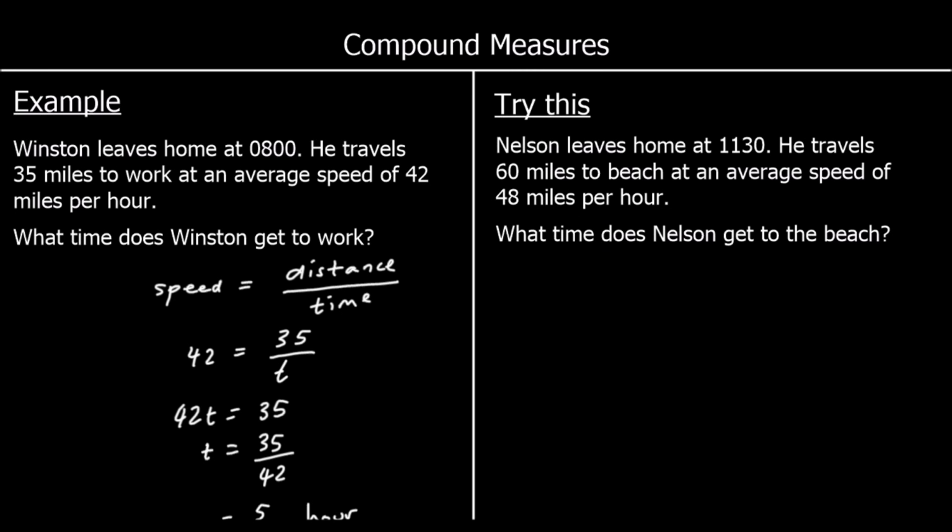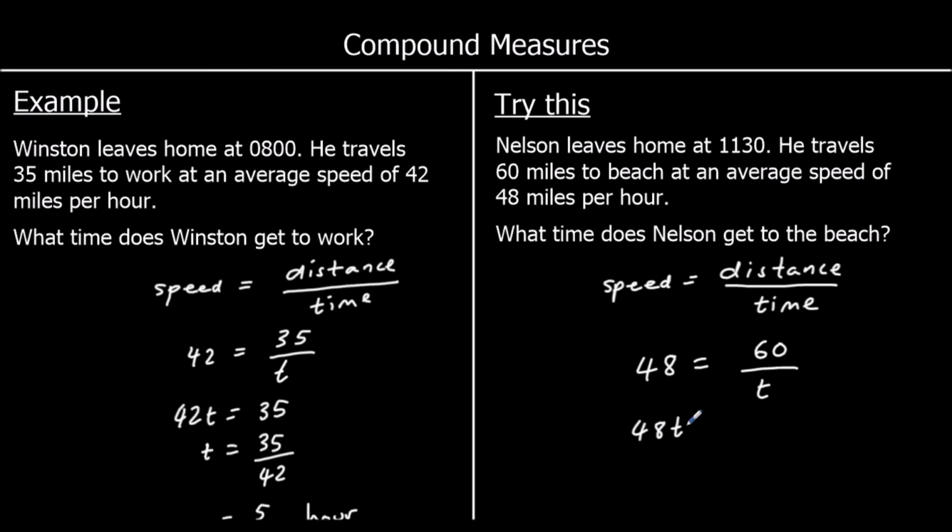And one for you to try. So give this one a go. So again, we've got speed equals distance over time. We've got a distance of 60 and a speed of 48. So again, we're working out the time. Speed is 48, distance is 60, and we're working out the time. So multiply both sides by t to get rid of the fraction, and then divide both sides by 48 to get t by itself.